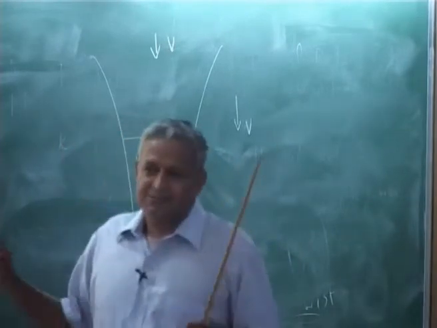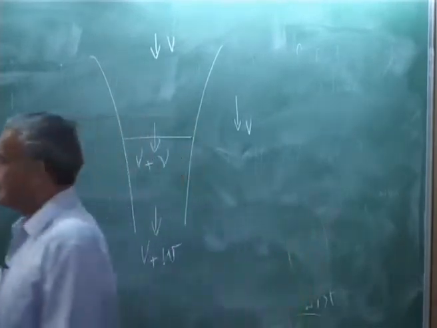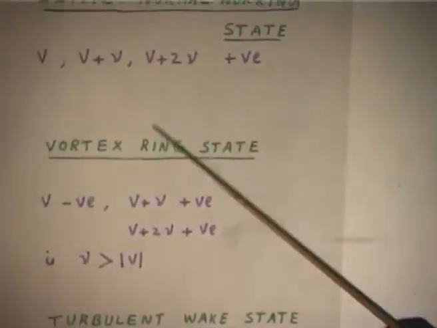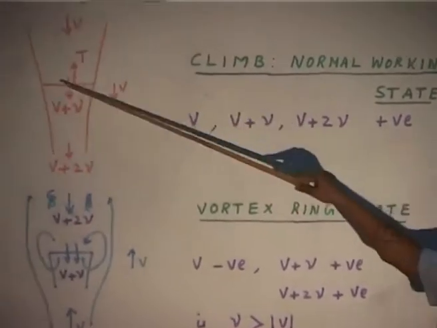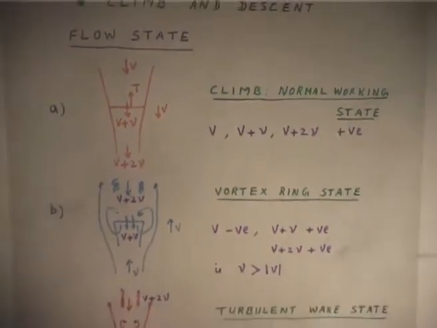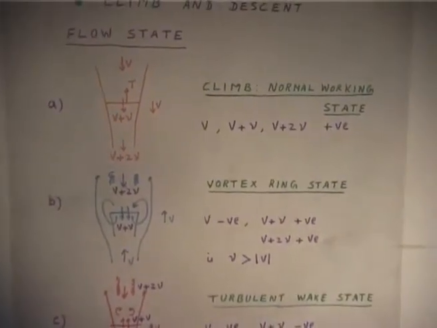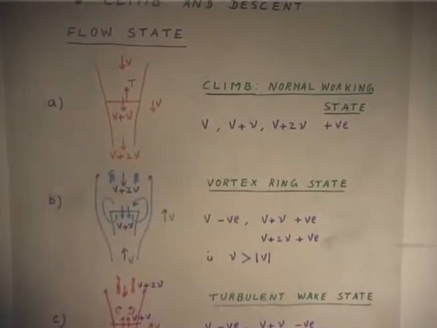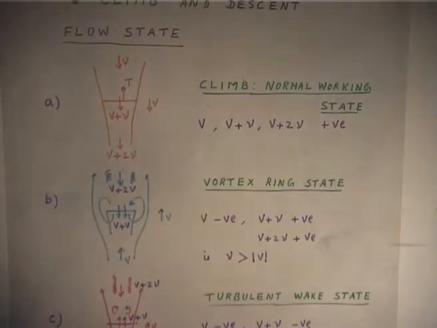So, this particular condition of the rotor is defined as the normal working state, because normal means flow is everywhere the same inside the slipstream, and outside also it is in the same direction. Now, we will go to the descent condition, but descent is split into 3 regions depending on the kind of flow.